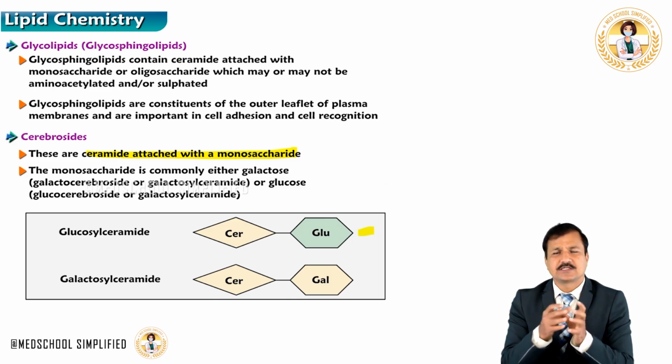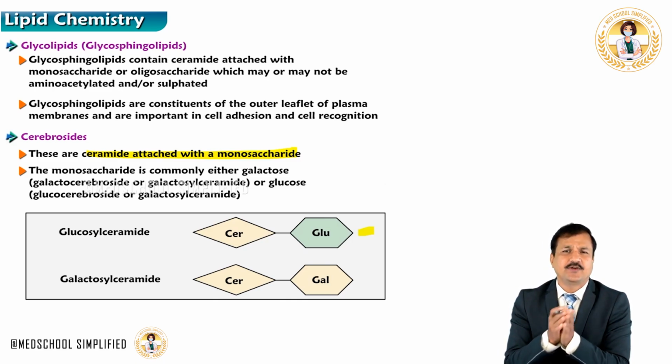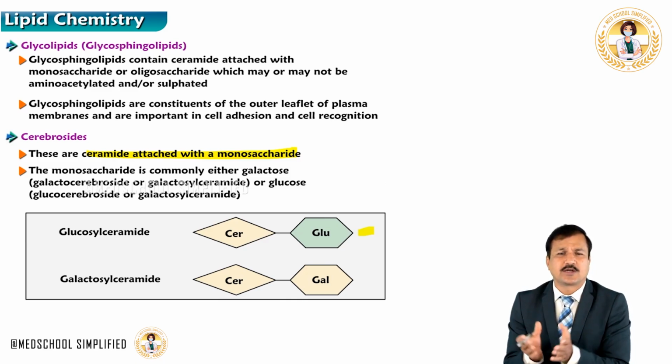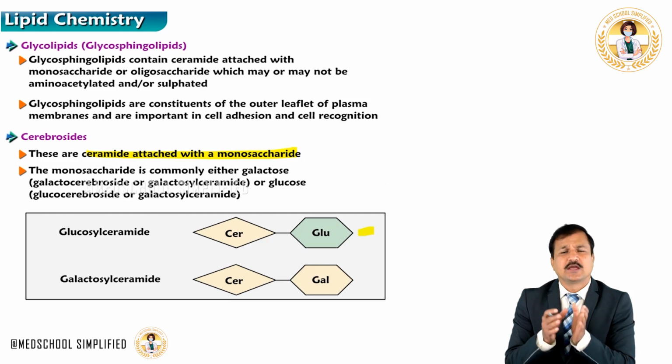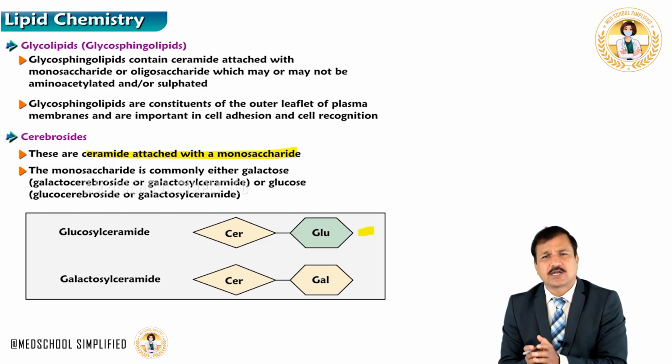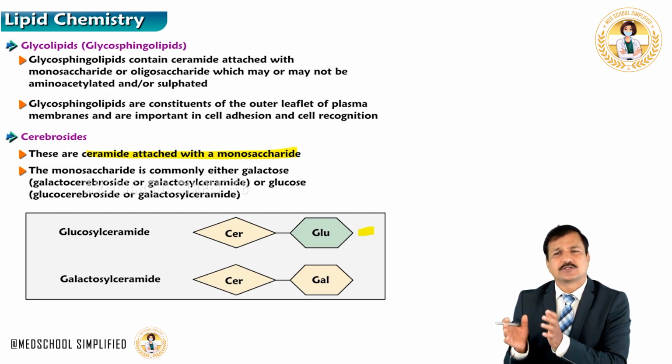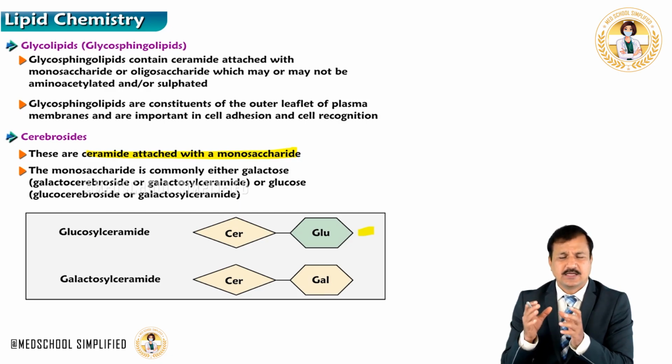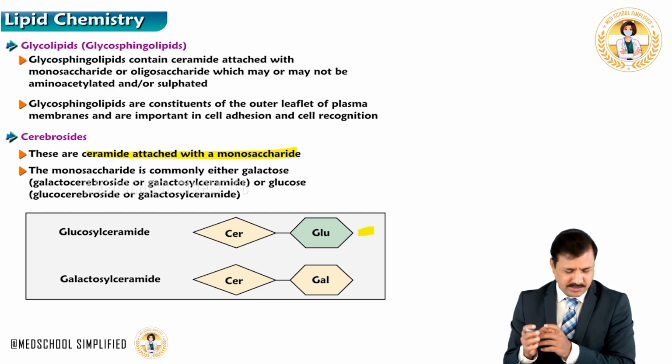So, cerebroside is a ceramide plus a monosaccharide. If it is a glucose, it is glucocerebroside or glucosyl ceramide. If it is galactose, it is galactocerebroside or galactosyl ceramide. This is how we can refer to these molecules.